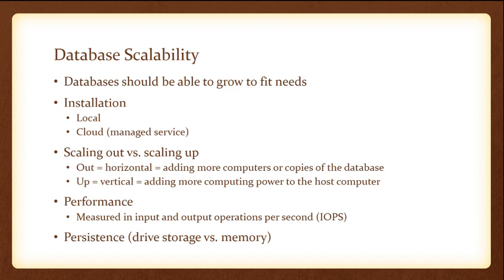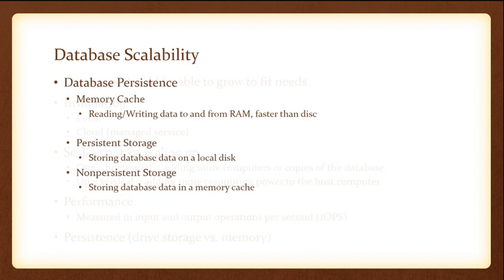Now we're going to talk about database persistence, which is basically whether you're storing it on a drive or storing it in memory. If you have database persistence with memory, then you're reading and writing data to and from your RAM. And this is faster than reading and writing it from your disk. Instead of putting it onto your hard drive or onto your disk, you're doing it onto your RAM. That is your memory cache.